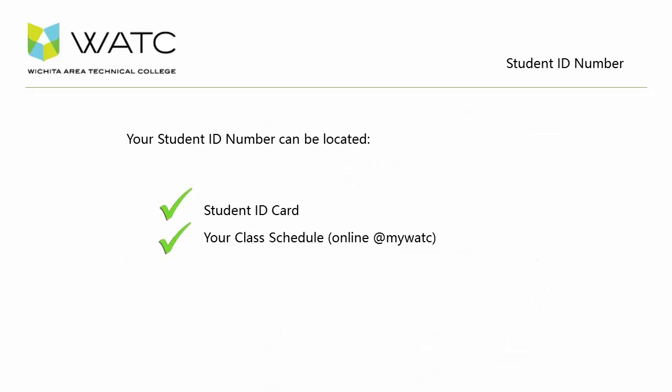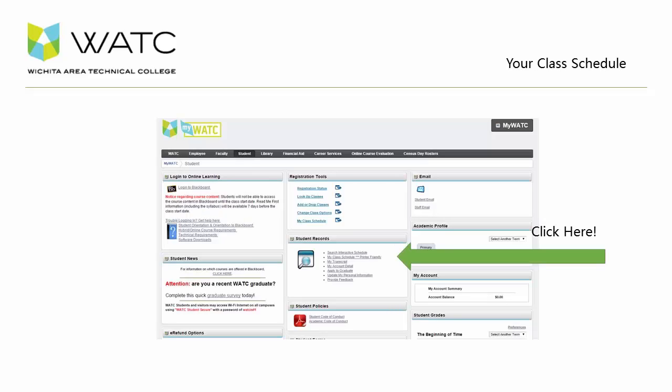Your WATC Student ID can be found on the back of your Student ID or your class schedule under My WATC. Go to Class Schedule and you will see your ID number on the right-hand side. It begins with a W.